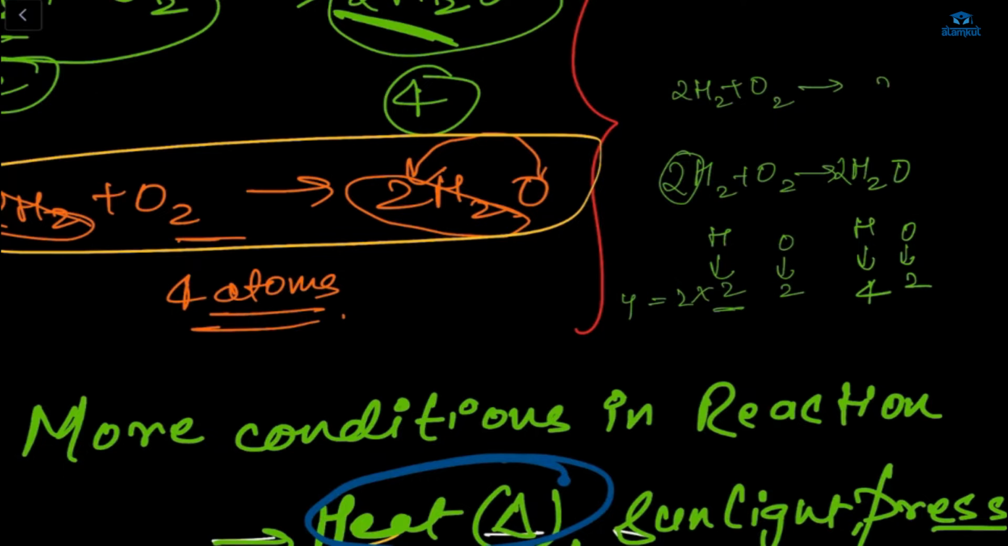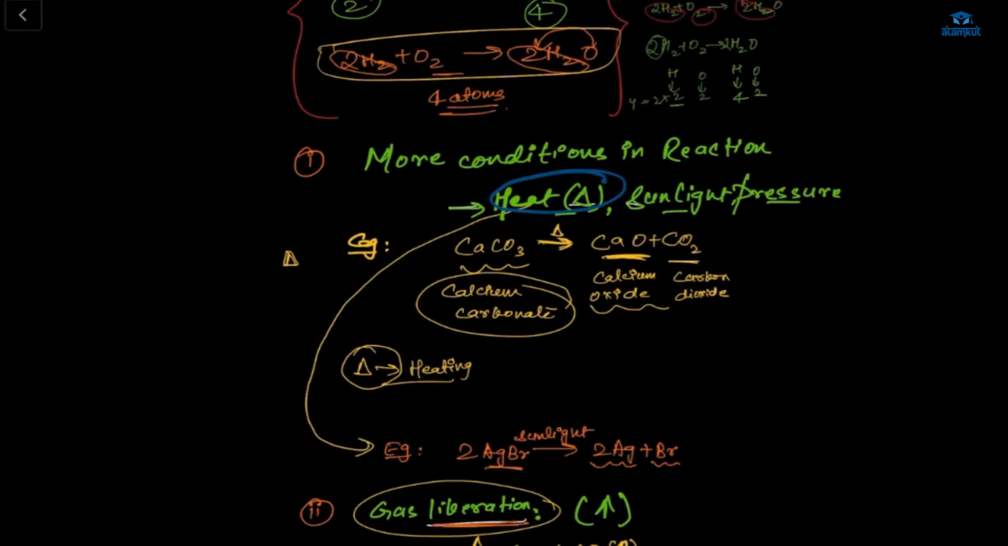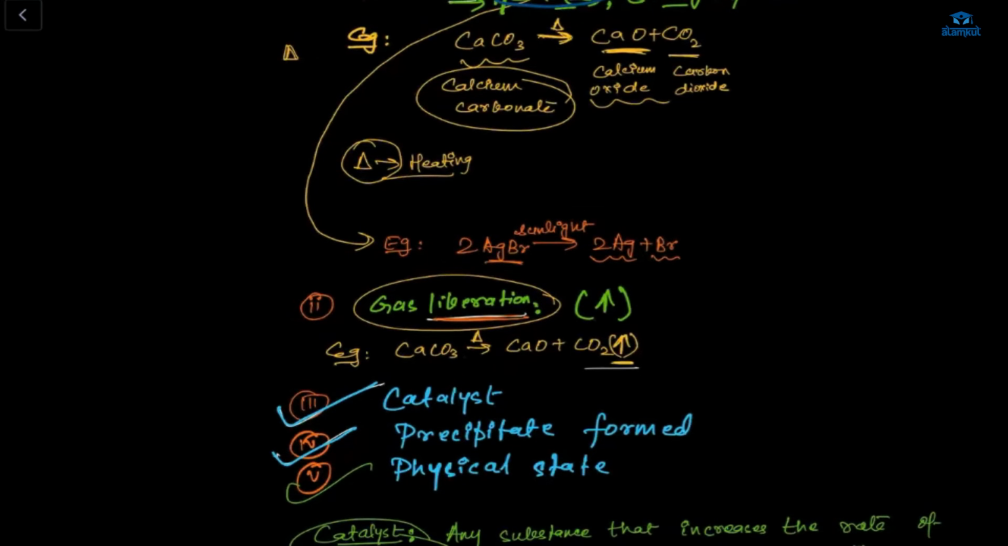So the balanced equation of H2 plus O2 will be like this. 2H2 plus O2 giving 2H2O. H is 4. H is 4. Oxygen is 2. And here also oxygen is 2. Correct? Got it? Yes. Good.